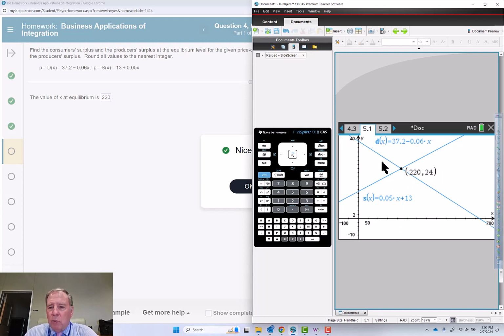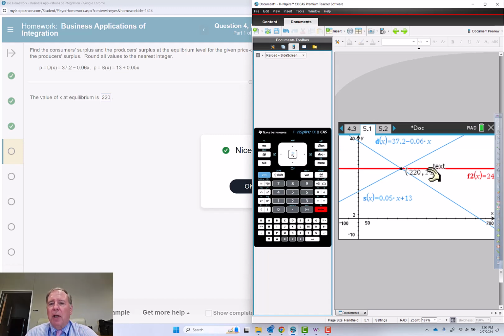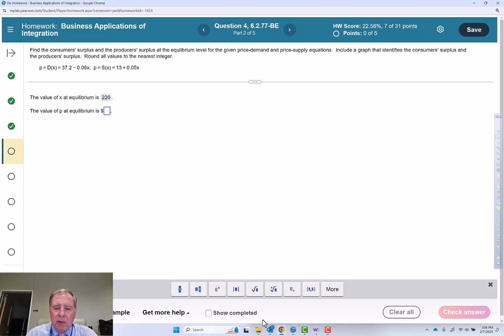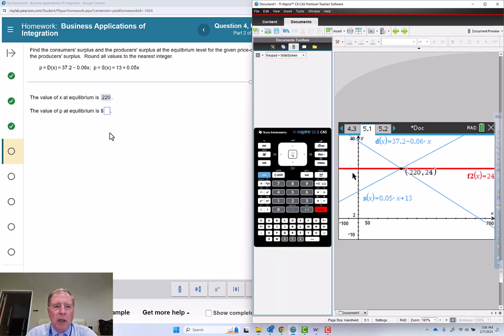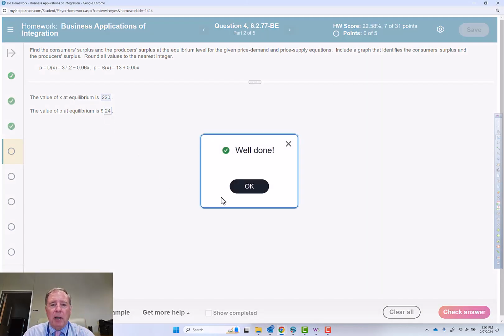So to get the two triangles, I'm going to go back into the graph. I like a red one, so I'm going to go to F2, put in y equals 24. So now I have my two triangles here. And let's see, price at equilibrium, we just figured that out, is $24. 24, check answer, well done.